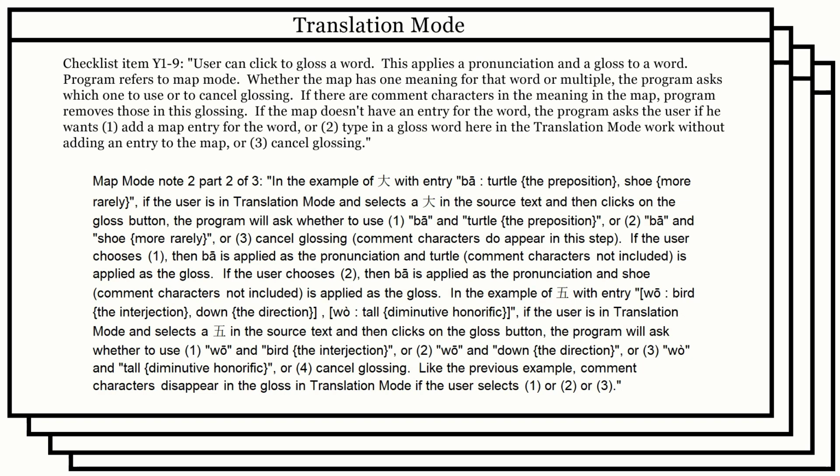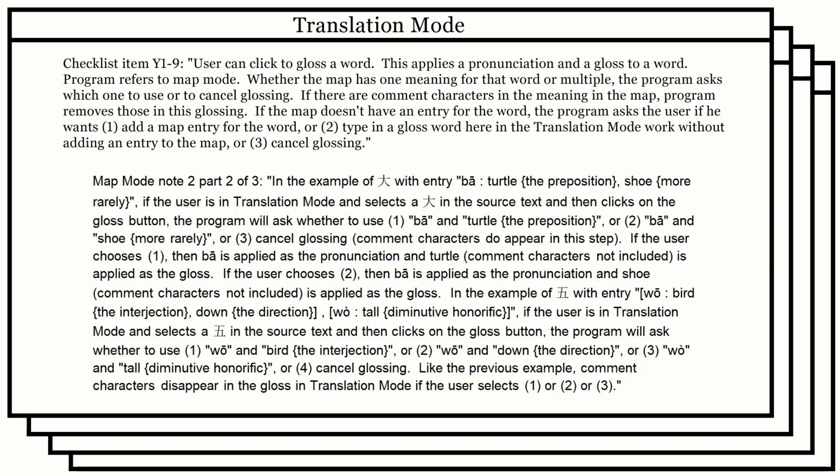In the example of this character with this entry, 1 pronunciation, 2 possible meanings, if the user is in translation mode and selects this character in the source text and then clicks on the gloss button, the program will ask whether to use option 1, pronunciation ba, first tone and turtle for a meaning, or option 2, pronunciation ba, first tone and shoe for a meaning, or 3, cancel glossing, and comment characters do appear in this step. If the user chooses 1, then ba, first tone is applied as the pronunciation, and turtle, comment characters not included, is applied as the gloss. If the user chooses 2, then ba, first tone is applied as the pronunciation, and shoe, comment characters not included, is applied as the gloss.